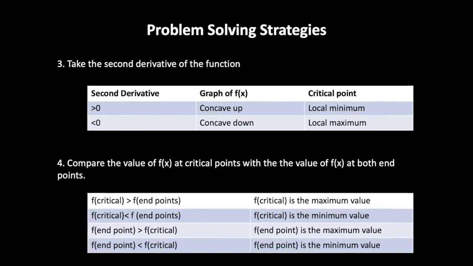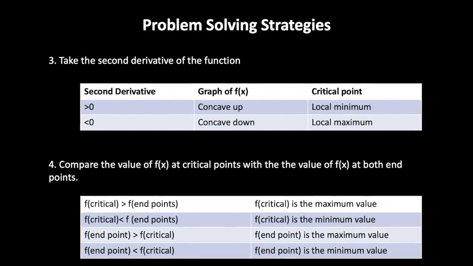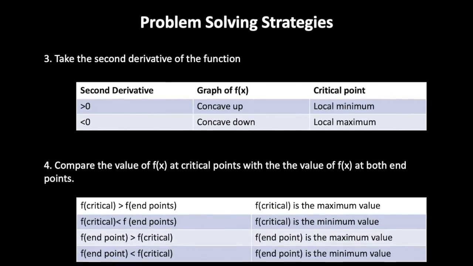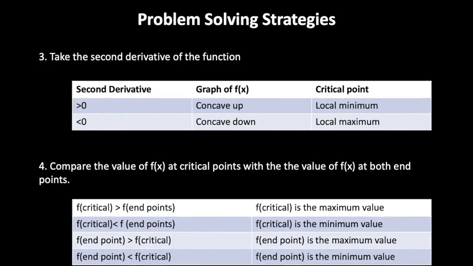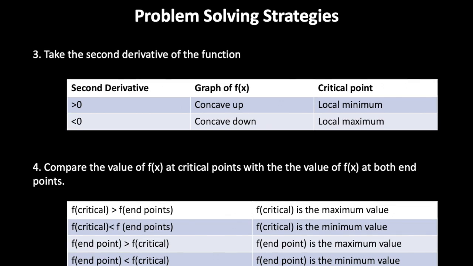Then, we compare the value of f(x) at the critical point with the values at the endpoints. The critical point is the maximum or minimum value over that interval if it is the largest or smallest. However, if one of the endpoints has a larger or smaller value, then the maximum or minimum value would be that endpoint. Now we can apply the strategies to our problem.